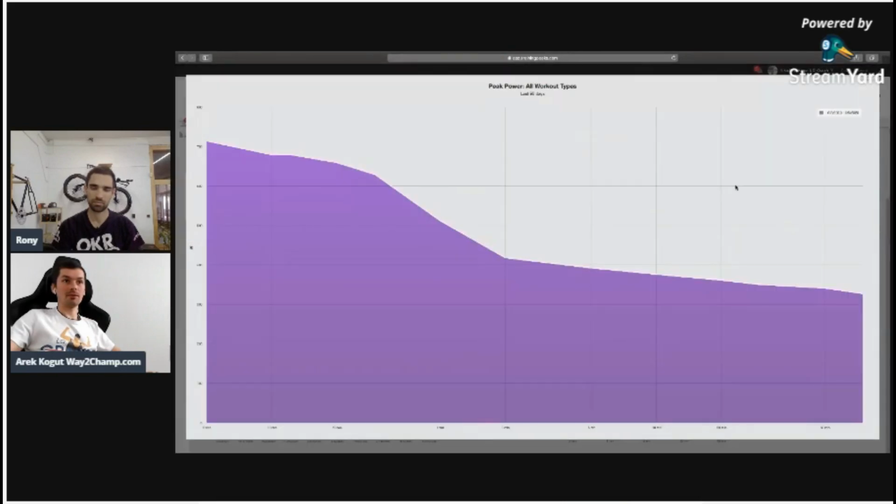So this is it. And for example, here this is another power curve. This is mine, and we can see here also that I have very big drop from 30 seconds to 2 minutes. So this is also my weakest point. And this is what I would train in such an athlete who has such a profile. So everything between 30 seconds to 2 minutes.